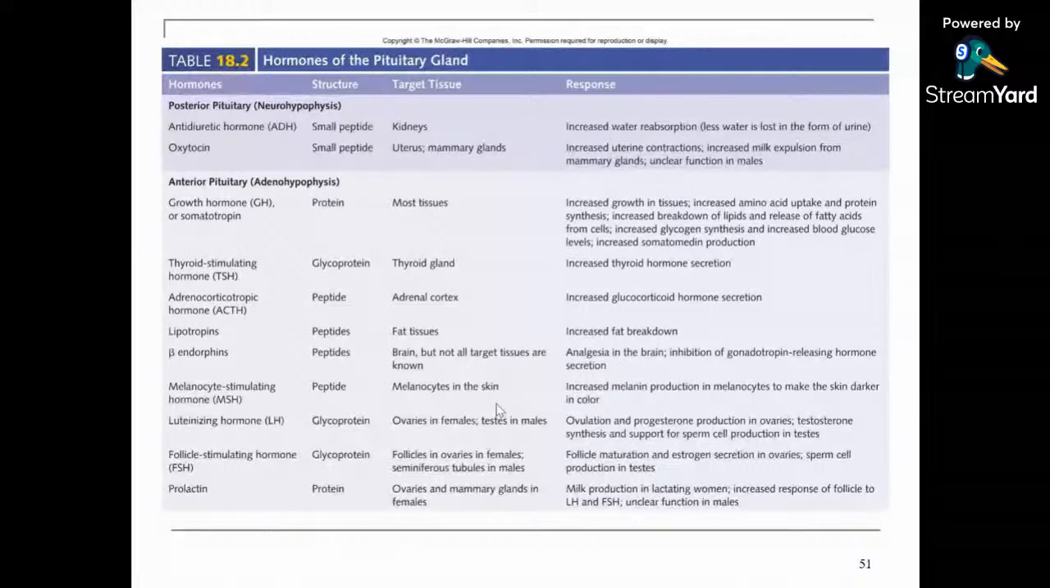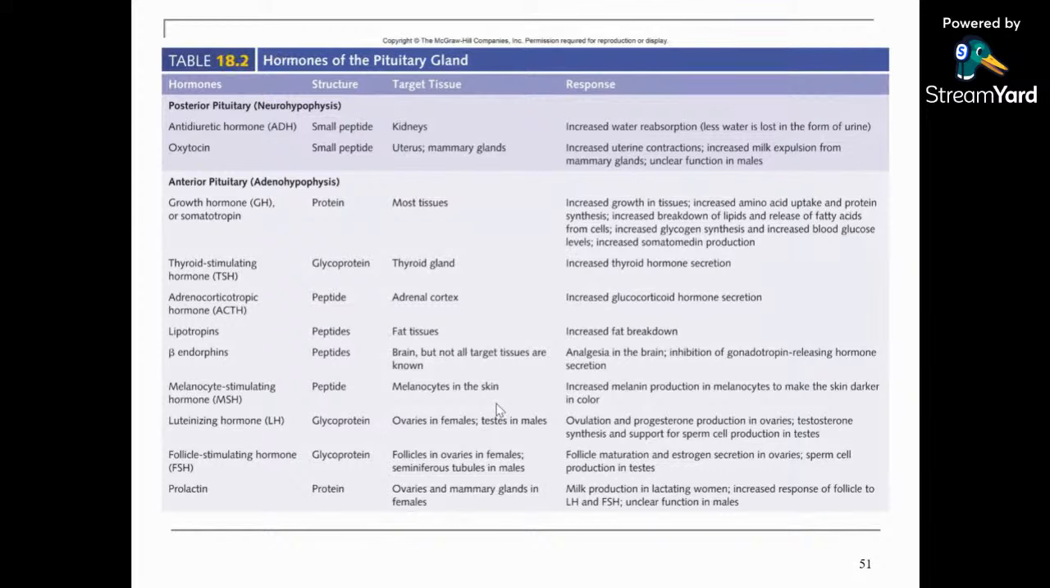Next, adrenocorticotropic hormone, which is peptide in nature, works on the adrenal cortex, increasing glucocorticoid hormone secretion. Lipotropins, peptide in nature, work on fat tissues, increasing fat breakdown. Beta endorphins, peptide in nature, work on the brain for analgesia and inhibition of gonadotropin releasing hormone secretion. MSH, peptide in nature, works on melanocytes in the skin, increasing melanin production to make the skin darker in color.